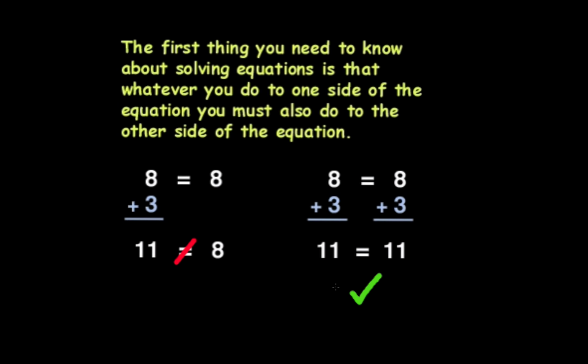So that's all you really have to remember for now. Whatever you do to one side of the equation, you have to do to the other. And think of an equation like a balance scale, and you'll actually see an example of a balance scale in the next example. But an equation is just like a balance scale. If you add something to one side, you have to add it to the other, because you want to keep both sides equal.